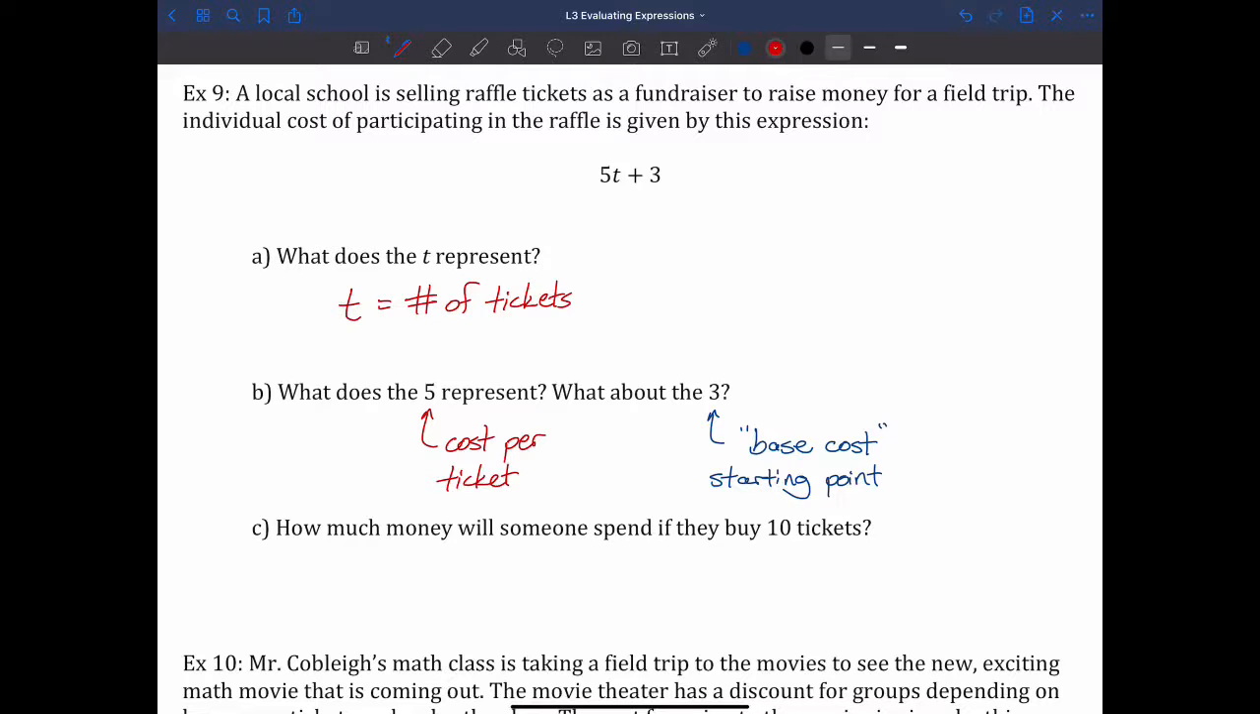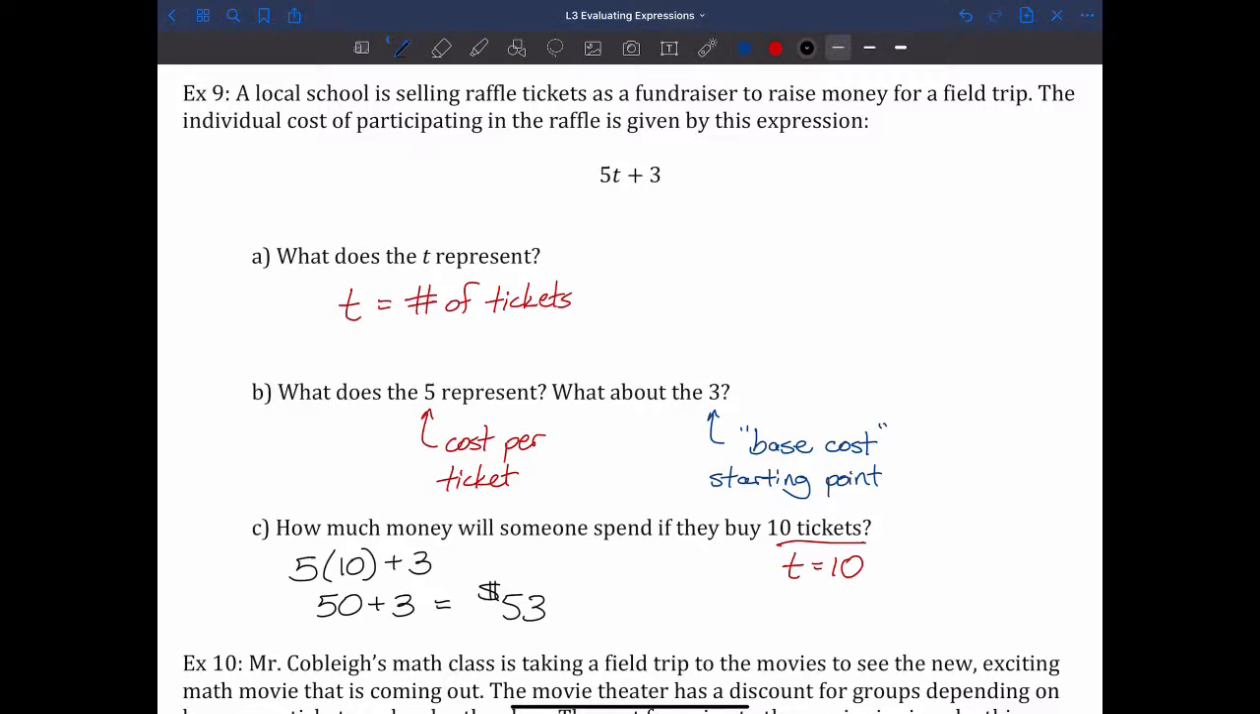How much money will someone spend if they buy 10 tickets? Well, 10 is a number of tickets. That means it's going to go in for T. So T is equal to 10, right? Then it turns into one of the problems that we were doing a little bit ago. All I'm going to do is plug 10 in where I had a t, and then simplify. All right, so 5 times 10 is 50. 50 plus 3 is $53 to buy 10 tickets.